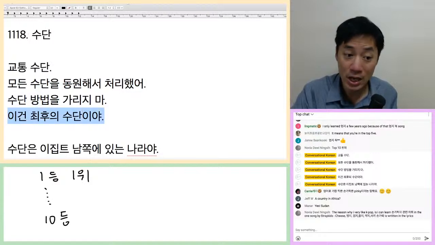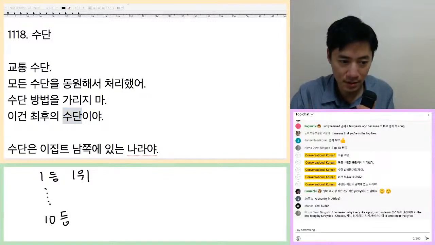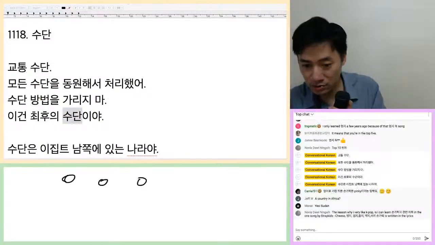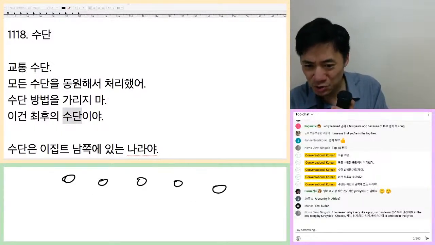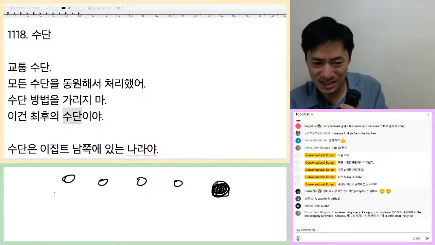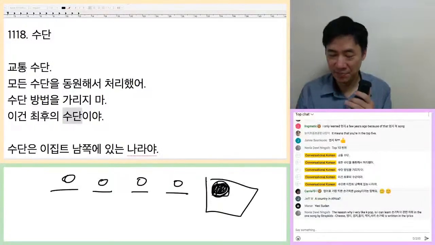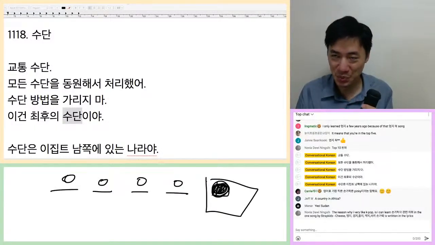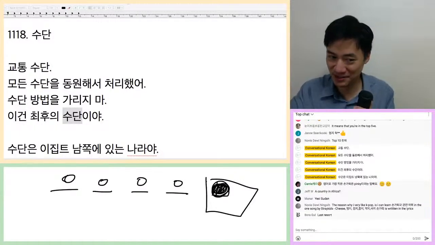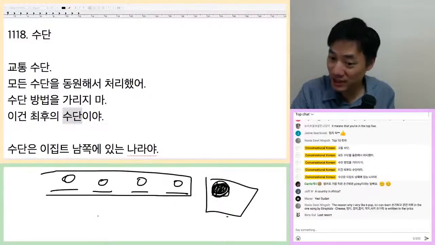And this one is 최후의 수단. When you do some job, you can do this way, you can do this way, and you can do it this way, but you don't really like to do this. But since this one didn't work, this one didn't work, I have to do this way. 최후, very last, latest method, 최후의 수단. Since all the other ones didn't work, I have to use 최후의 수단.